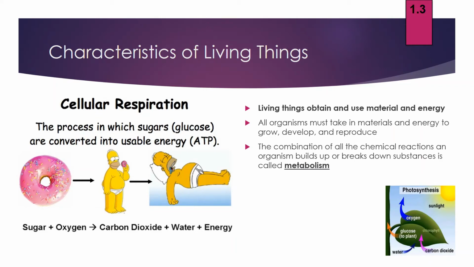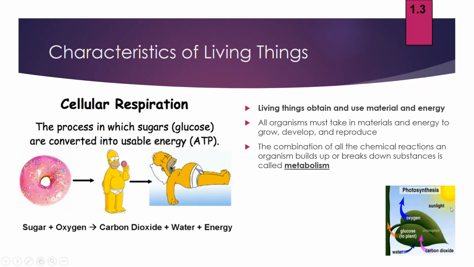Another characteristic of living things is they all have to obtain and use material and energy from their environment. If you're an animal, you take in energy in the form of the food that you eat, and you breathe oxygen. And through a process called cellular respiration, we can digest those sugars and use the oxygen to create a molecule called ATP. It's short for adenosine triphosphate. ATP is actually the most important source of energy for all living things on the planet. And we have an entire unit devoted to talking about ATP.